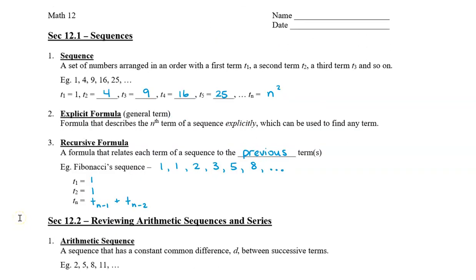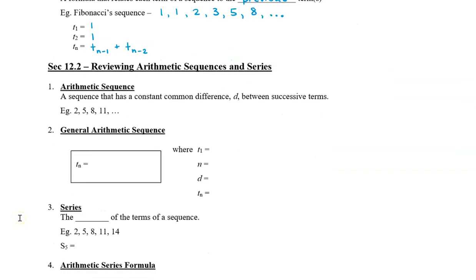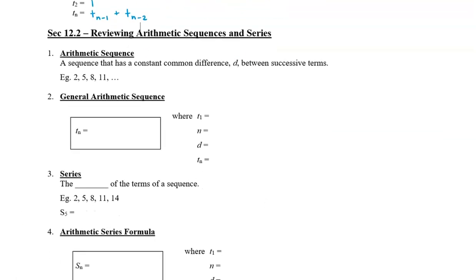All right, let's next review arithmetic sequences and series. So an arithmetic sequence is a special type of sequence that has a constant common difference, which we'll call D, between successive terms. So if you take a look at this sequence here, we have 2, 5, 8, and 11. We can see that the difference between all of these numbers, so 5 minus 2, or 8 minus 5, or 11 minus 8, is always 3.